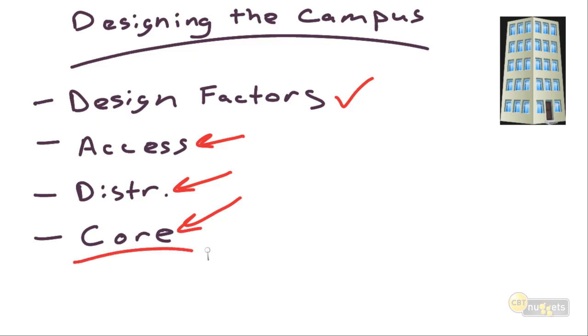In the case of the core layer, we discovered something very interesting that said we might not even design one. We might collapse the core layer into the distribution layer in a collapsed core design.